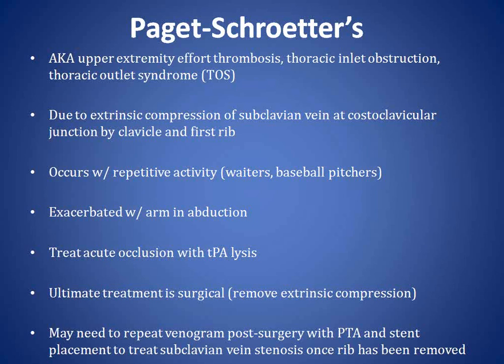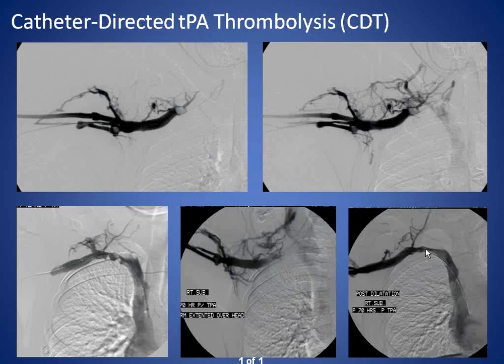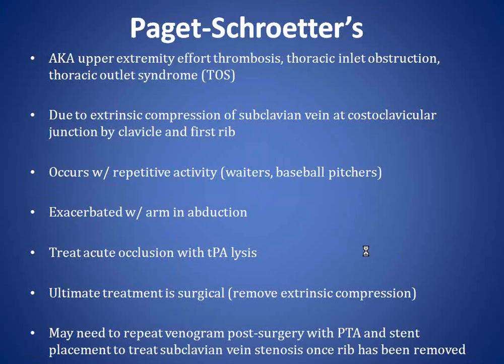You may have to bring them back to do a venogram, because what happens is this narrowing here with the rib in place. We can't use a balloon to open it up because the rib just keeps the vein pinched. Once the rib's removed, the vein is kind of scarred, but we can use a balloon or a stent to open up the vein so the clotting doesn't happen again.